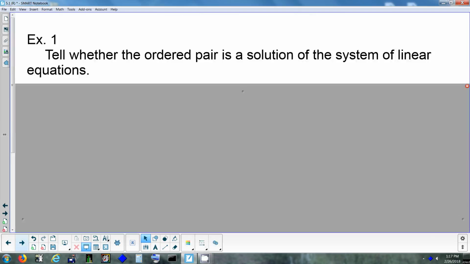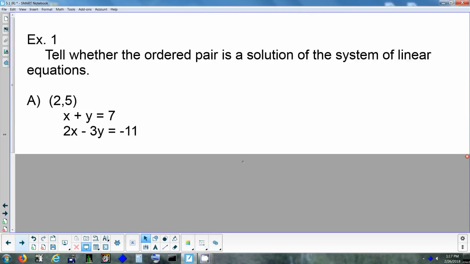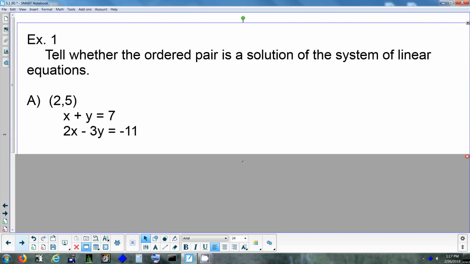So let's go to the next page. On your guided notes, we gave you the ordered pair. We didn't give you the system. We just gave you the ordered pair. So here's the ordered pair, 2, 5. Here's your system. On your sheet, you want to write x plus y equals 7. Then you want to write 2x minus 3y equals -11.